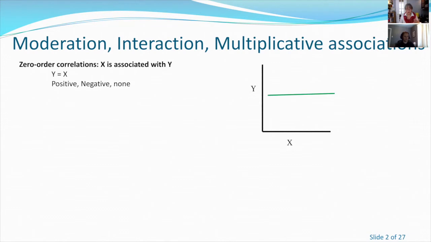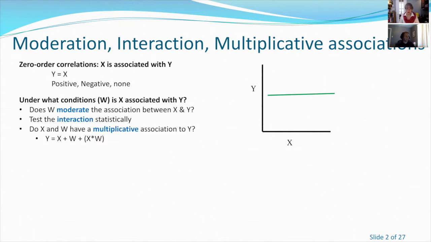But what might be hiding below that non-correlation is some other variable W that might be moderating that association. It's possible that for an individual or a group, say females, it's a positive association, but for some other group it's a negative association. So this factor W could be the moderator, and in the example I just gave, it could be the sex of the individual. These terms, moderation, interaction, multiplicative association, are essentially talking about the same thing.